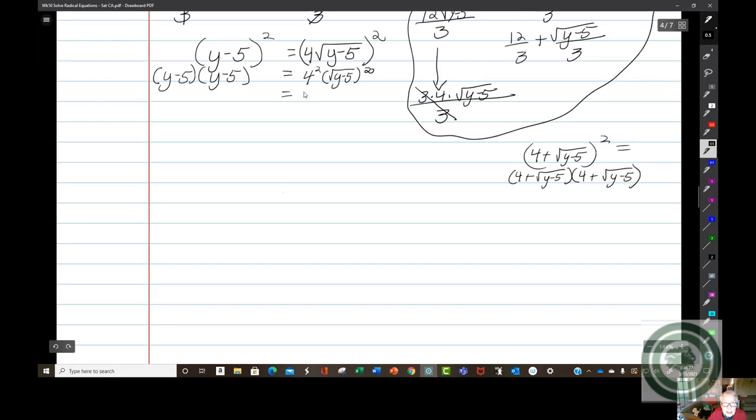So this is going to be over here, 16 times y minus 5. Because a square and a square root, kaboom. Like matter and antimatter. Or blowing up the jail cell. Two different stories you can use. Over here though, we're going to go y squared minus 5y minus 5y plus 25. And I got that from going boom, boom, boom, boom.